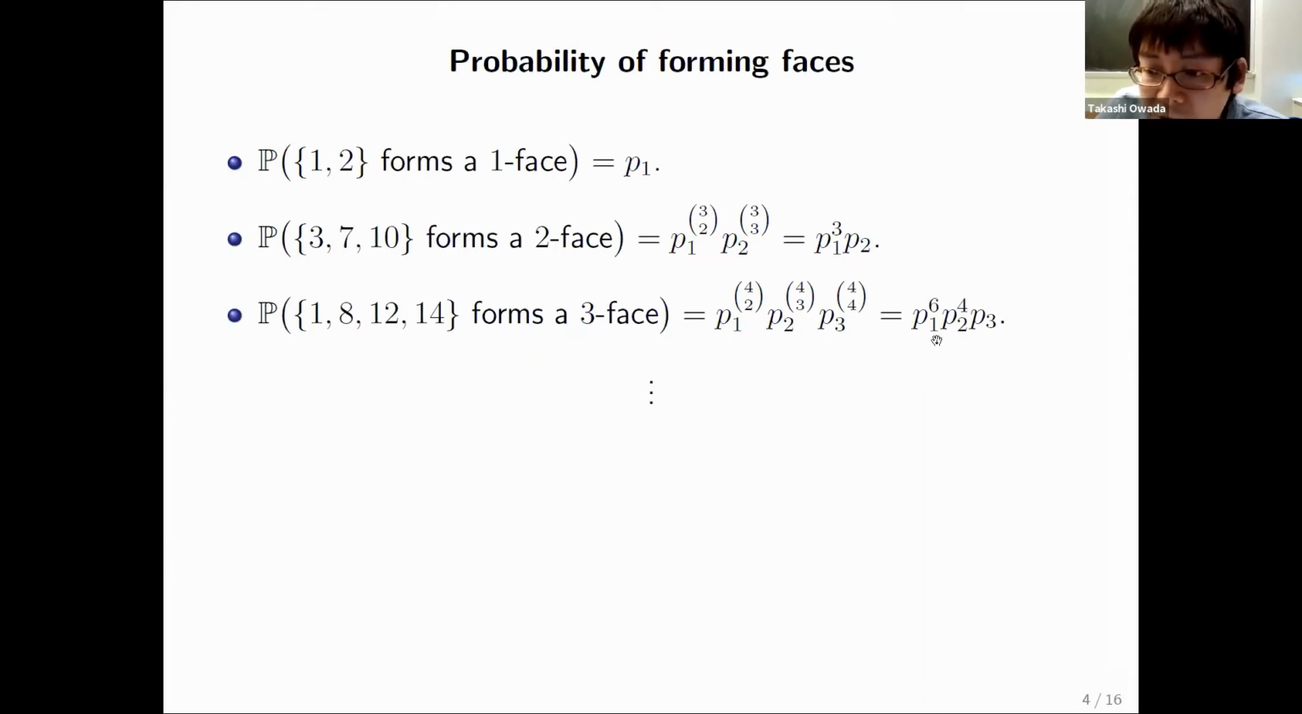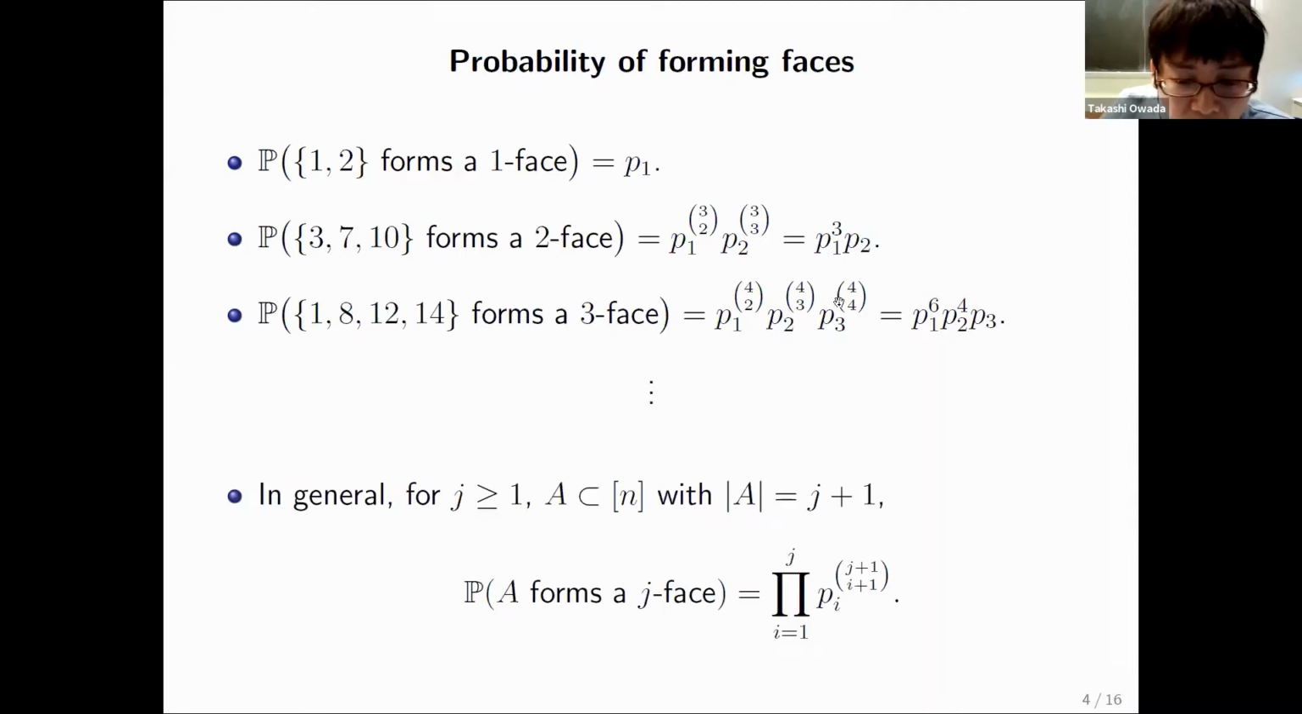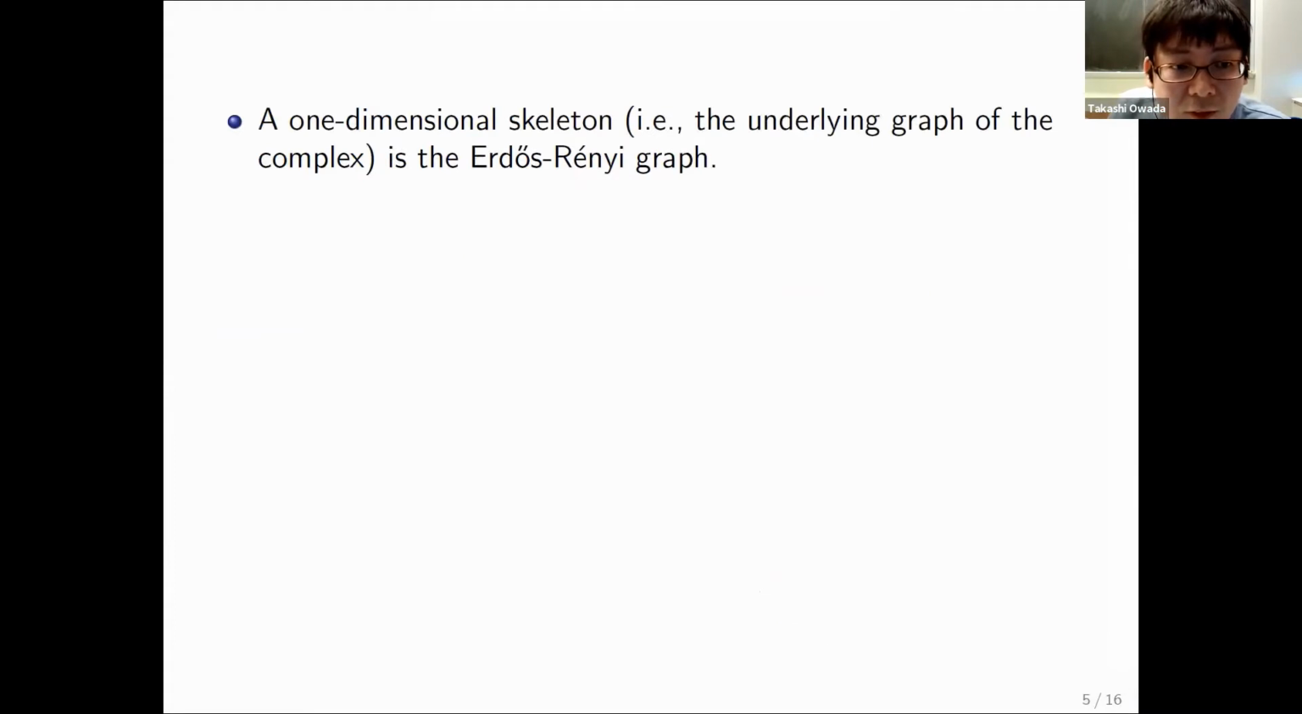Generalizing this idea inductively, we can state for the general case, general j, the set of j plus 1 points forms a j-face with probability like this. We need to start with p_1 to the power j plus 1 choose 2, the edge probability, and then the triangle and tetrahedron, everything. Multiplying all of them together, we get this expression. A quick property is that the one-dimensional skeleton agrees with the Erdős–Rényi graph.